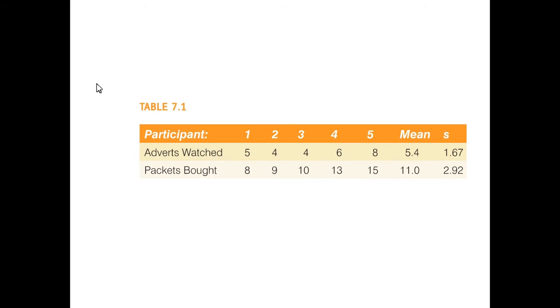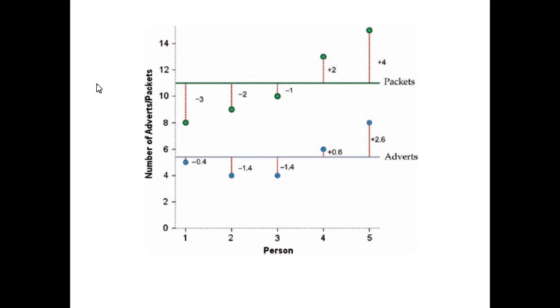You can't quite do that here because it's not actually squared. So what we're going to do is standardize it. I'll show you that here in a second. So here's an example from the book. It's got advertisements watched and the number of things that you bought from it. Bought is British, so it's adverts and packets. And this is what I was trying to draw on the board.